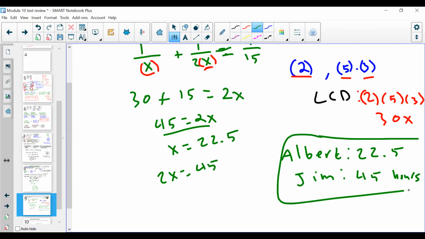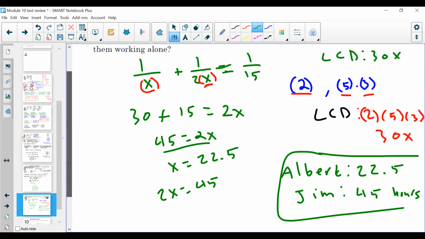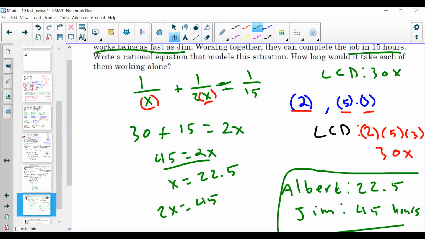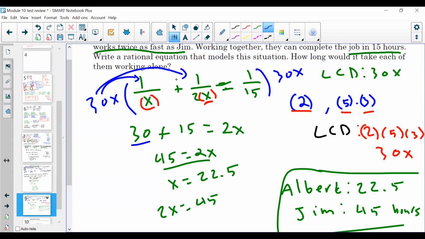Ifek, go ahead. I'm kind of confused about the 30 plus 15 part because you just stopped in the middle and I kind of forgot. Could you please go over that? Oh yeah, so what I did there is I took all this and multiplied it all by the LCD of 30x on both sides. So 30x times 1 over x is 30. 30x times 1 over 2x is 15 because 30x divided by 2x is 15. And then 30x times 1 over 15, or 30x divided by 15, is 2x. Okay, thank you. That makes more sense.